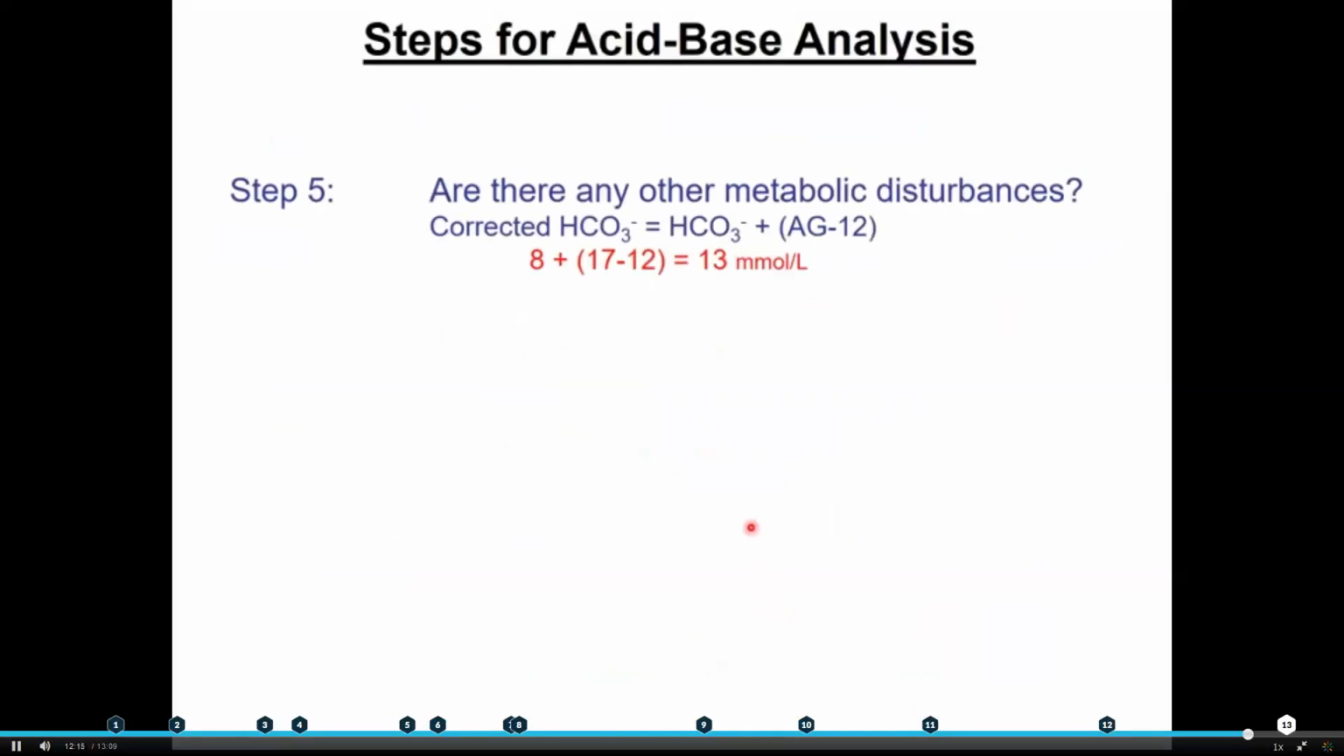Next one, because we still had an anion gap acidosis, let's see if there is any other metabolic disturbance. Let's calculate the corrected bicarbonate. Actual one is 8, and the anion gap change, 17 to 12, is 5, so this is 13 millimole per liter. So she has an additional non-anion gap metabolic acidosis.